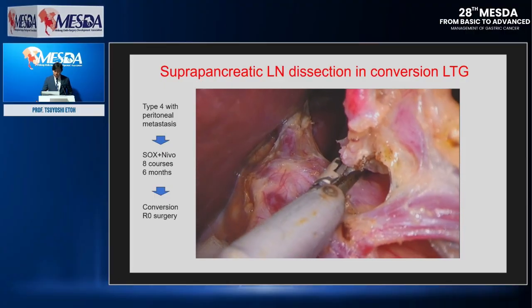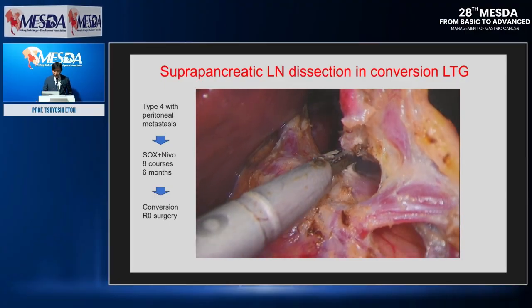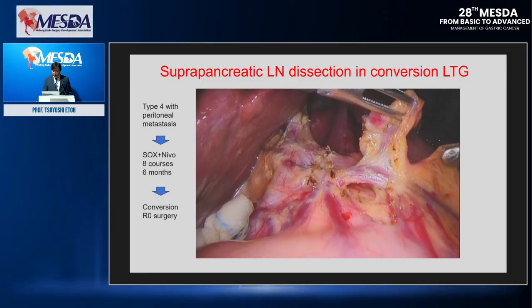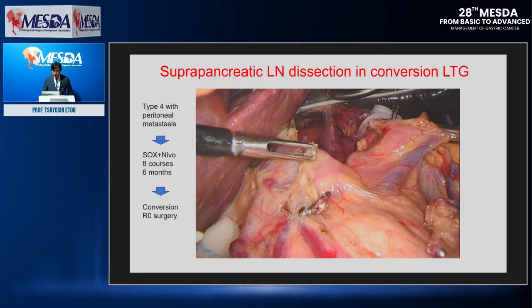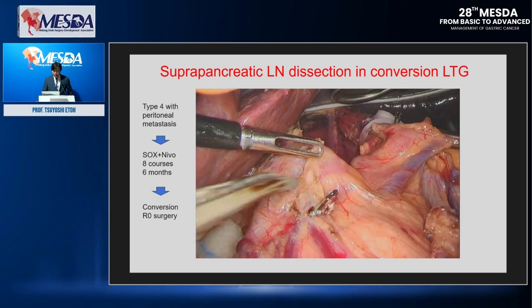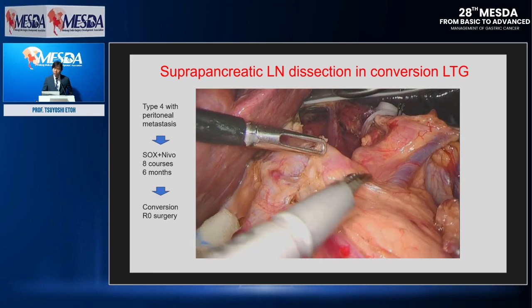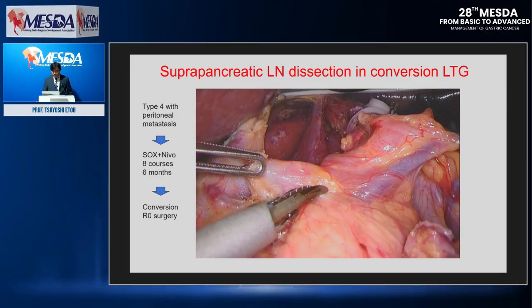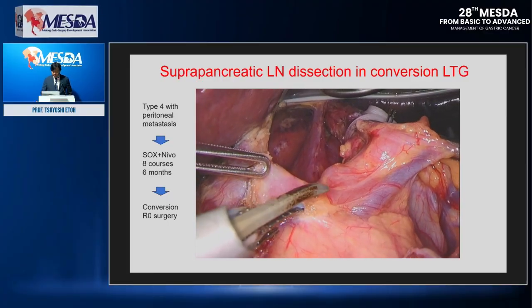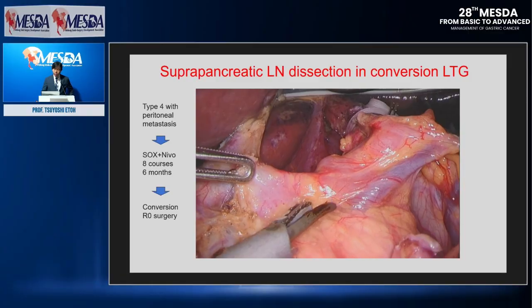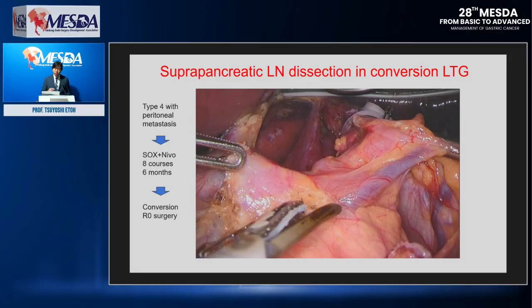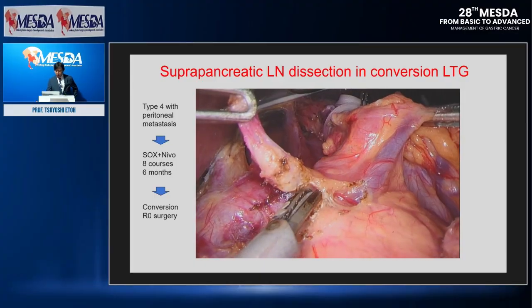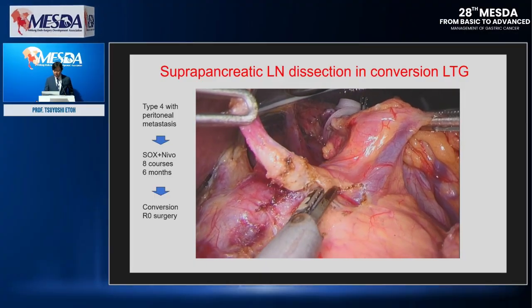And then, going down to the lymph node dissection around the lesser curvature side. This is the right gastric artery here. And then we move to lymph node dissection in the suprapancreatic area like this. The tissue is so wet and hard, and the lymph node is also hard due to lymph node metastasis.